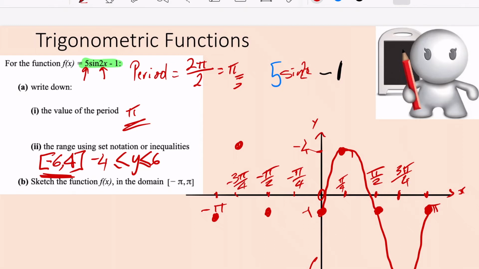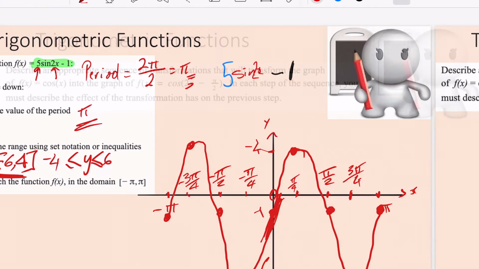Perfect. Let's join everything together in one nice smooth curve. All right, and that's how you would sketch it. So make sure that you know where you're starting, where you are finishing. The period always divided by 2 first, and then by 4 just to get your important points on the actual trig function. All right, let's move on.